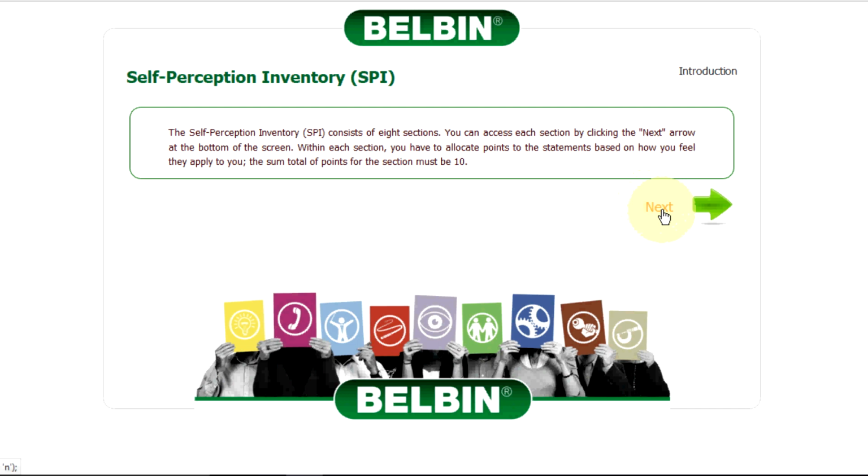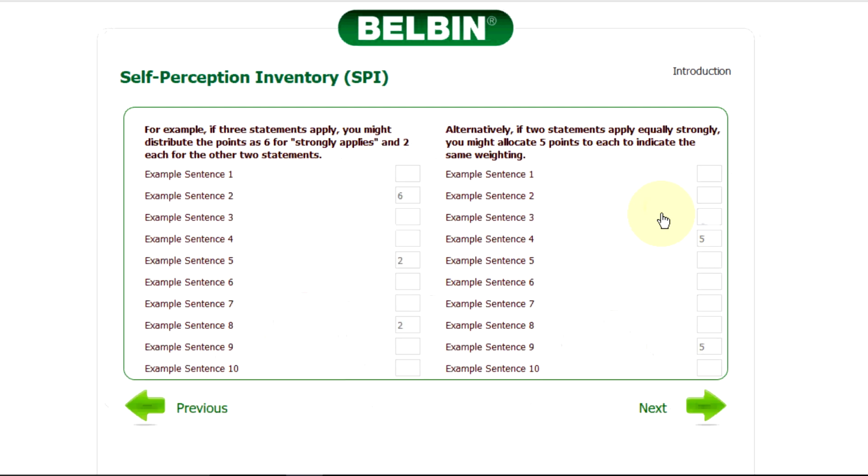The SPI is made up of 8 sections. Each section has a number of statements, and within each section you need to allocate points to the statements based on how well you believe they apply to you. You have 10 points to allocate per section. You allocate more points to statements that you feel strongly apply to you, and you must allocate all 10 points for each section. In this example, you can see that the 10 points have been distributed between 3 statements, 1 which applies quite strongly and 2 which apply less strongly.